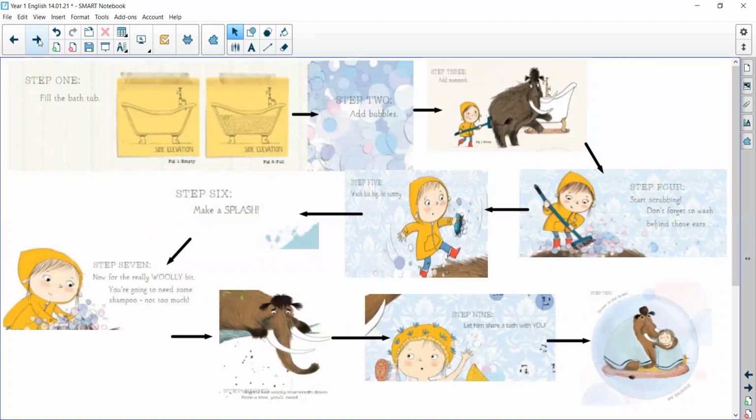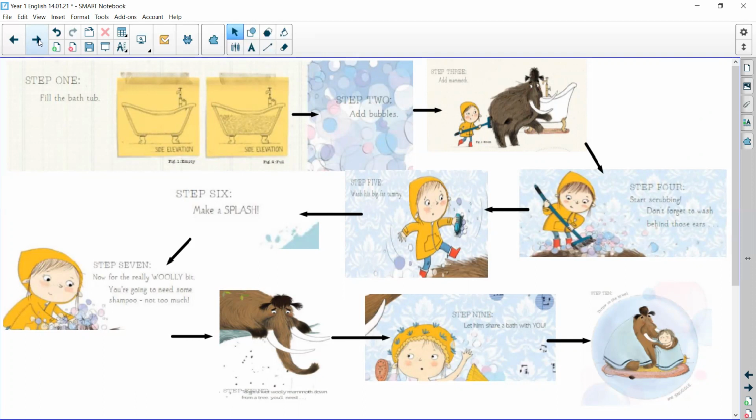Right, so let's have a look at the instructions for washing a woolly mammoth. So step 1, fill the bath. Step 2, add bubbles. Step 3, add mammoth. Step 4, start scrubbing. Don't forget to wash behind those ears. Step 5, wash his big fat tummy. Step 6, make a splash. Step 7, now for the really woolly bit. You're going to need some shampoo, not too much.